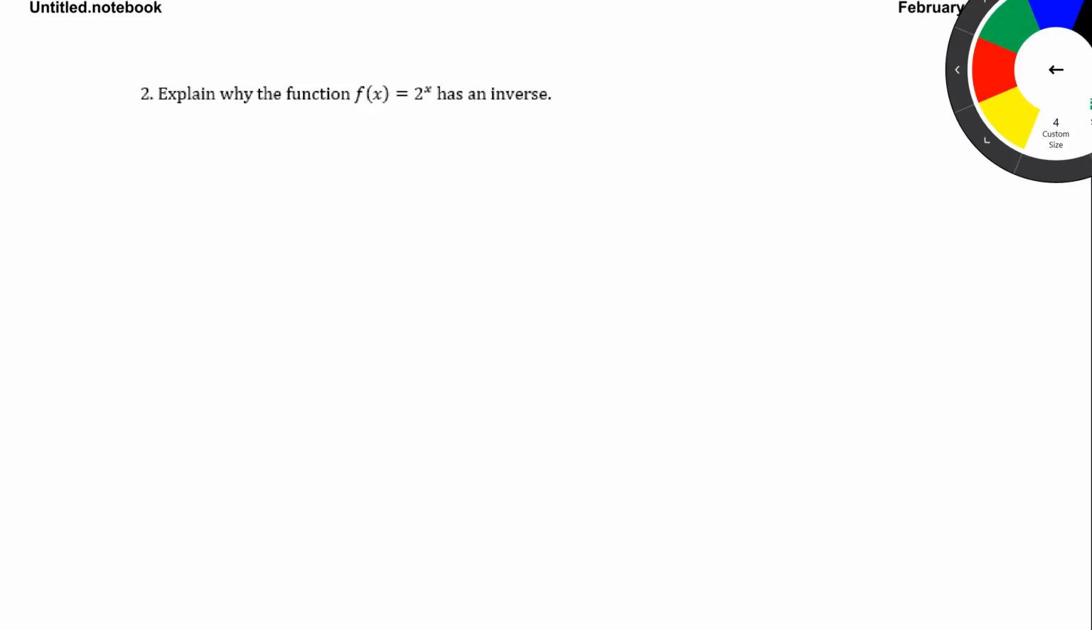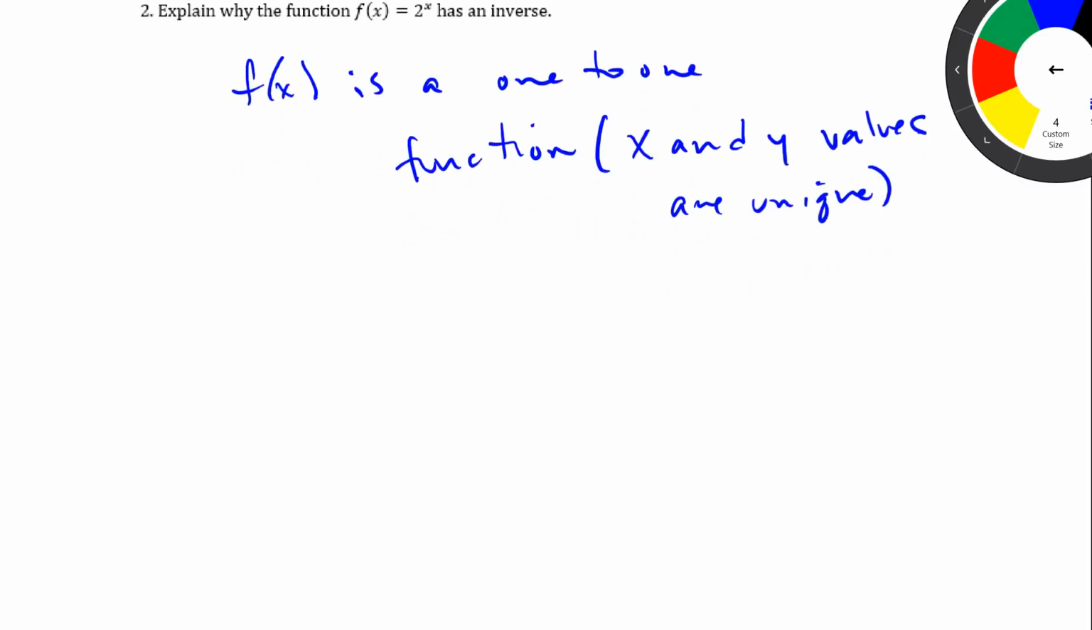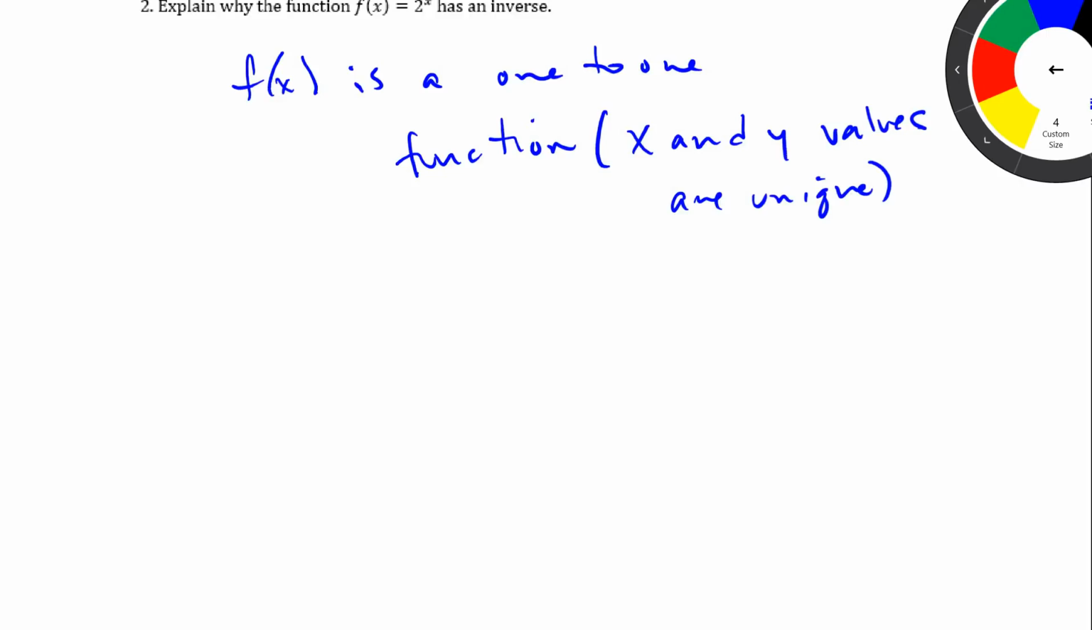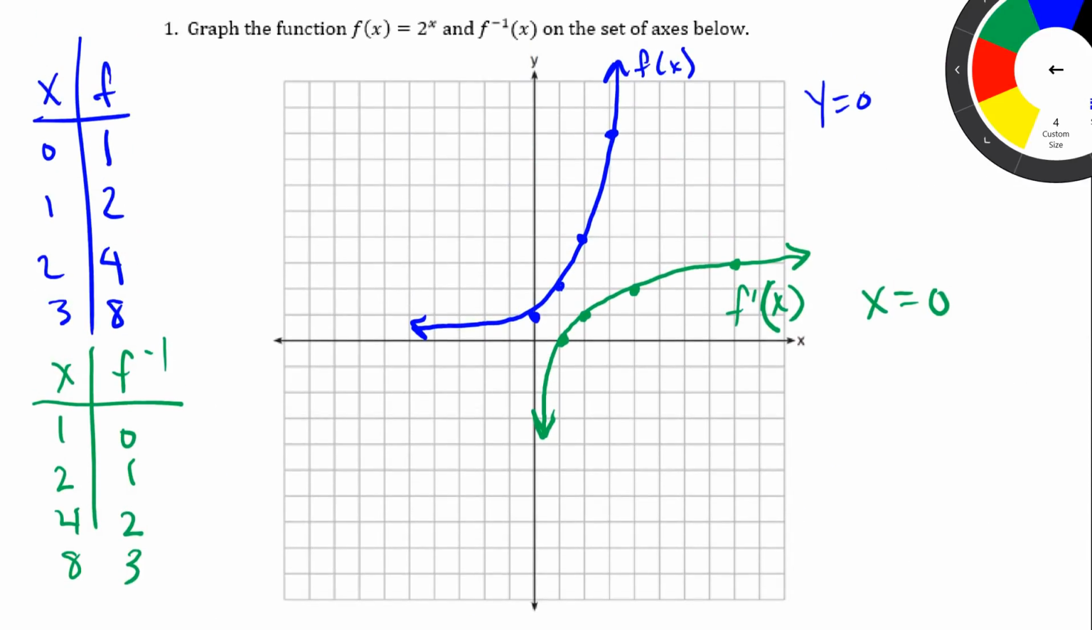Then it says to explain why f of x equals 2 to the x has an inverse, and that's because f of x is a 1-to-1 function. And remember, a 1-to-1 function means that the x and y values are unique. So anytime we're asking if something has an inverse function, it's always just asking whether or not the function is 1-to-1. Now, why do I know that that is 1-to-1? Well, that blue graph that I have there passes the horizontal line test.